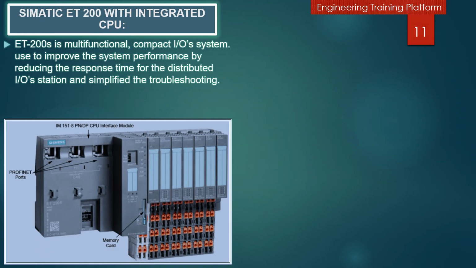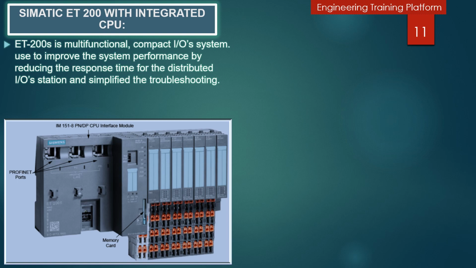Now friends, we will discuss SIMATIC ET200 with integrated CPU. Using a distributed I/O station with an integrated CPU relieves a central PLC of some control tasks, and allows the central PLC to run a shorter, simpler program. At the same time it improves the system performance by reducing the response time for the distributed I/O station, and if properly designed, this approach can also simplify troubleshooting.